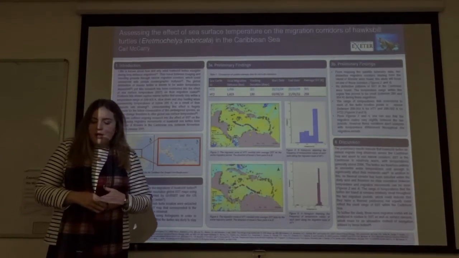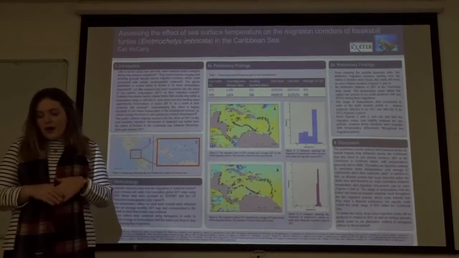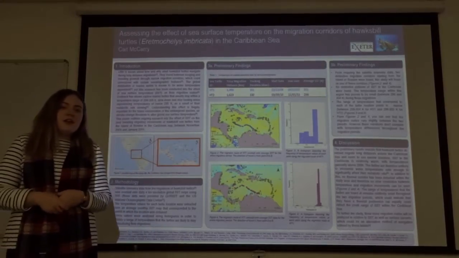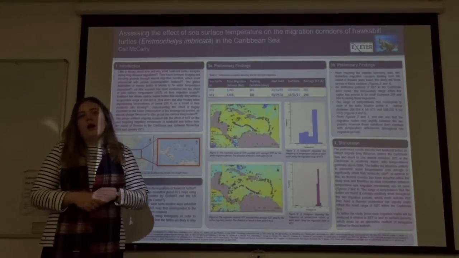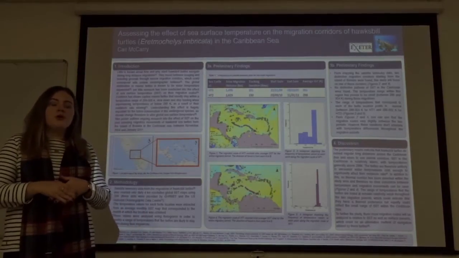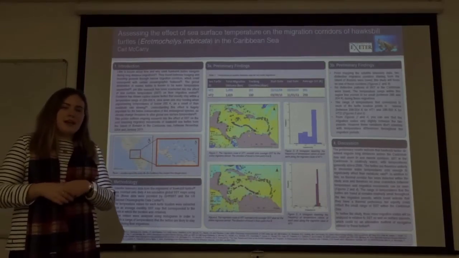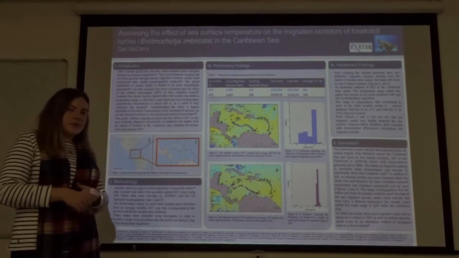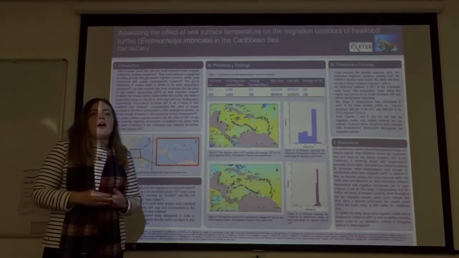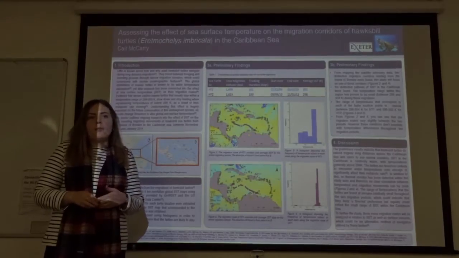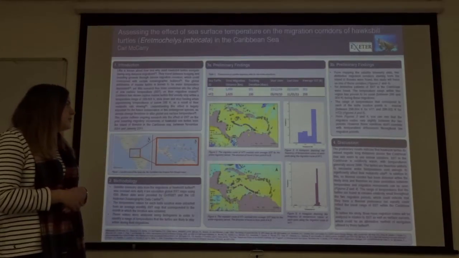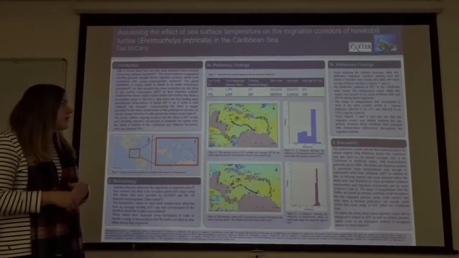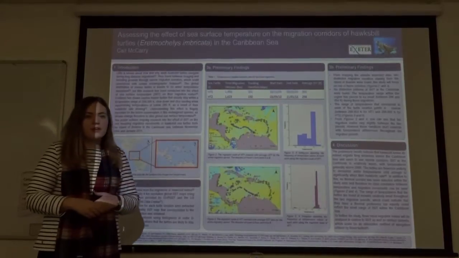So in order to investigate this question, I overlaid satellite telemetry data for sea turtle migrations onto global 4-kilometre daily resolution sea surface temperature data, and then I extracted from these layers on GIS temperature values for each of the location points along the migration.